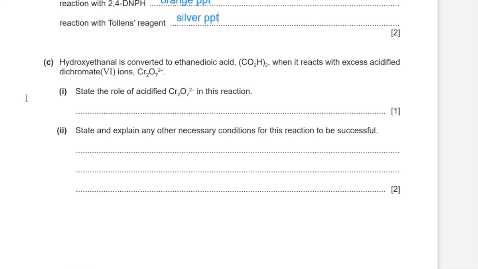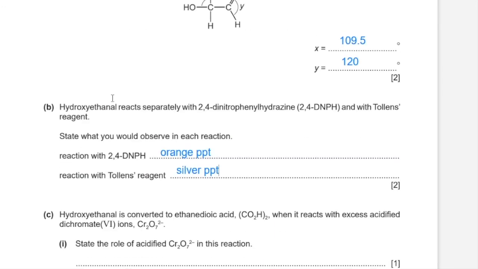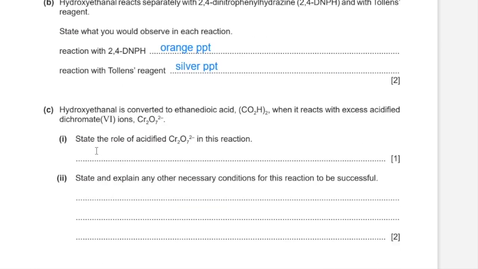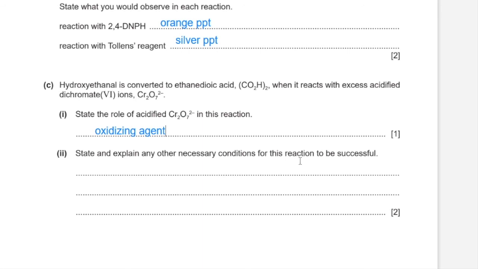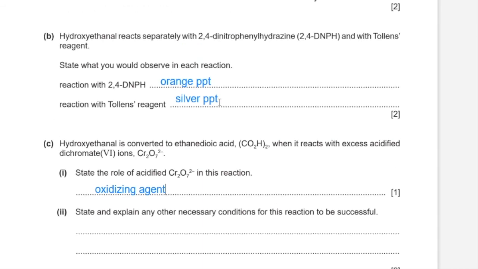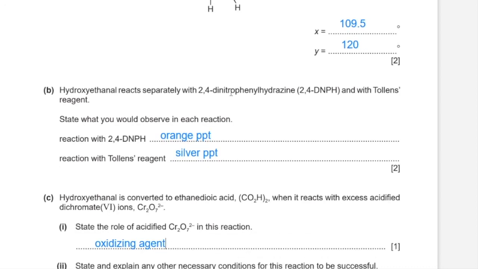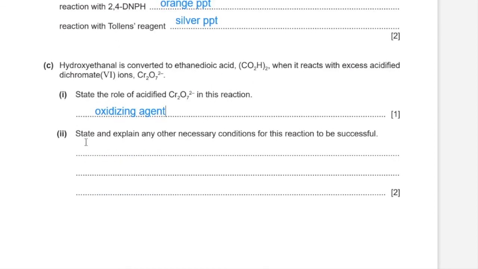C1. Hydroxyethanal is converted to ethanedioic acid when it reacts with excess acidified dichromate ions. State the role of acidified dichromate ions in this reaction. So the reagent oxidizes, acting as an oxidizing agent. 2. State and explain any other necessary conditions for this reaction to be successful. The product of this reaction would have acid on this side of the molecule as well as on the left side, meaning that not only would you oxidize the aldehyde, but you'd also oxidize the alcohol. And for the reaction to be completed to form acid and not just aldehyde, you'd have to use heat under reflux to complete the oxidation.